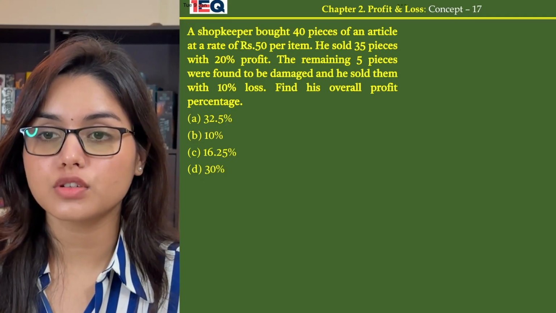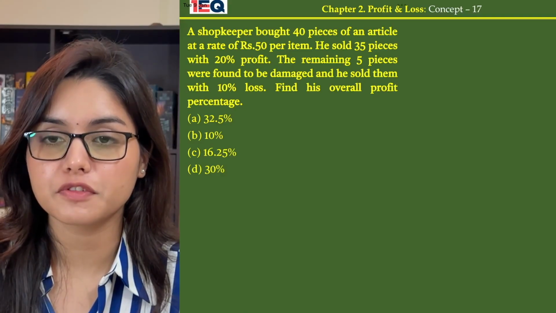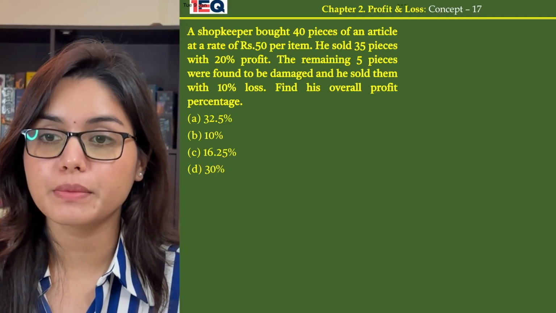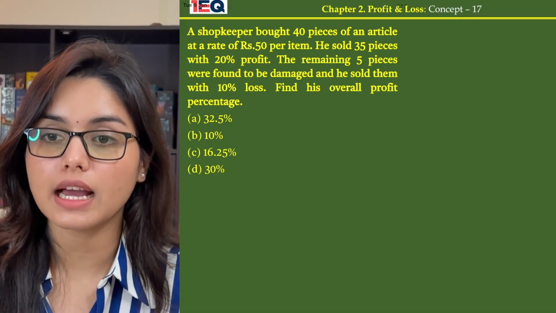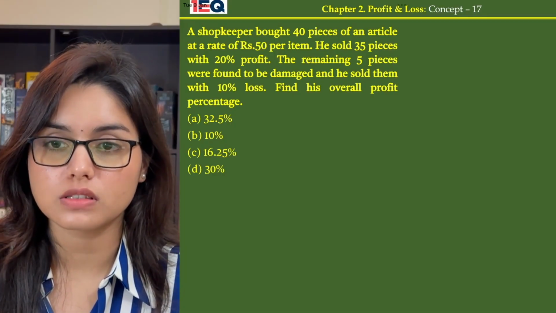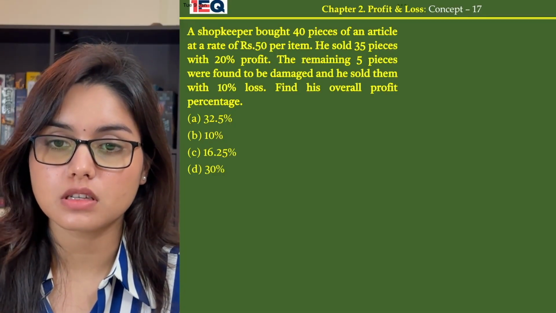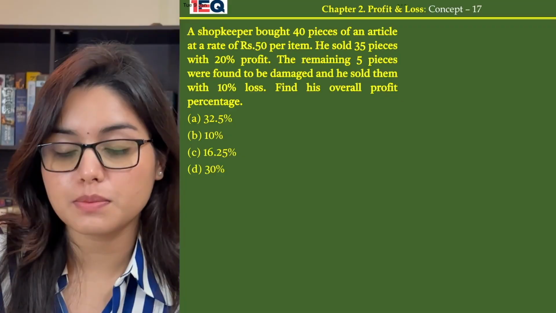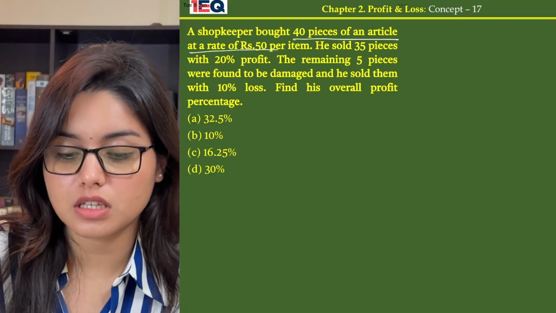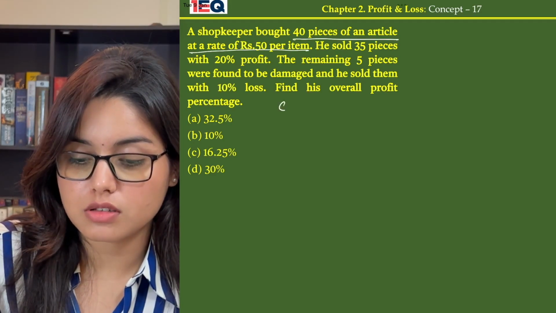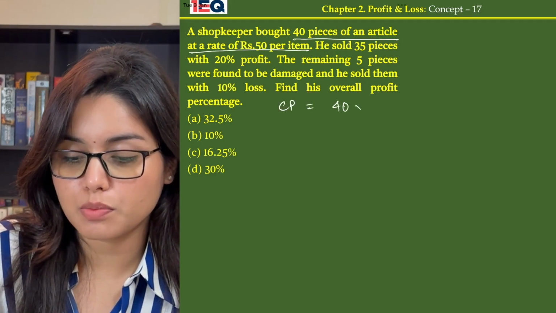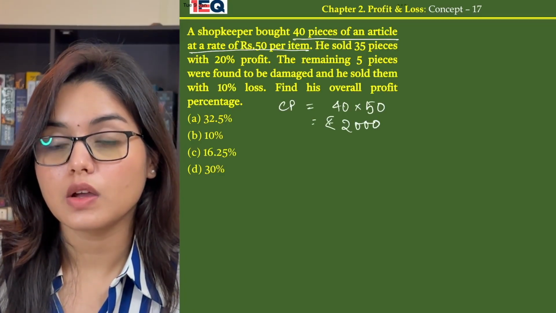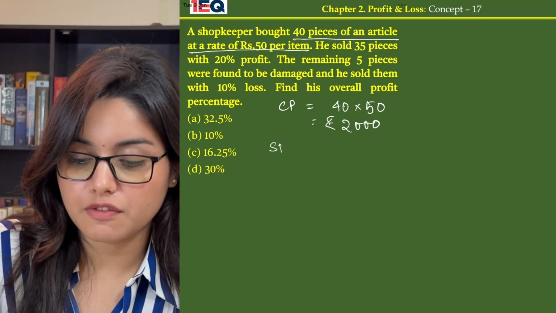A shopkeeper bought 40 pieces of an article at a rate of rupees 50 per item. He sold 35 pieces with 20% profit. The remaining 5 pieces were found to be damaged and he sold them at 10% loss. Find his overall profit percentage. So in this question, we already know that the shopkeeper bought 40 pieces of an article at rupees 50 per item. So his total cost price becomes 40 into rupees 50, that is rupees 2000.